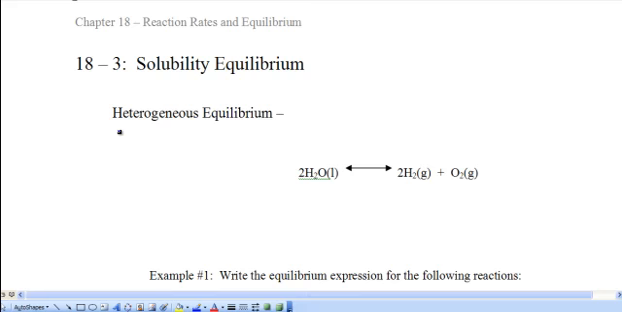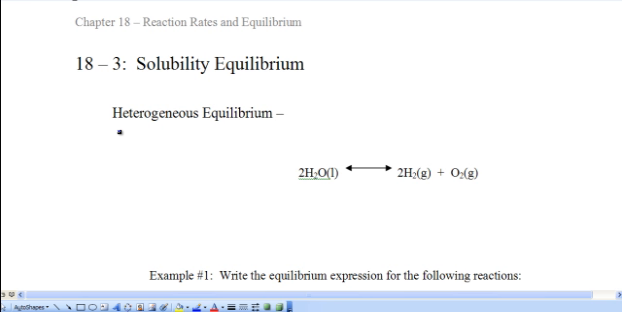And welcome to 18-3, where we're going to be talking about solubility equilibrium. In this section, we're going to take a look at what we typically call insoluble salts, meaning those substances that do not dissolve, or at least not to the naked eye. Well, as it turns out, they do dissolve to a very, very small extent, and so we're going to be doing calculations to show you how little they dissolve.